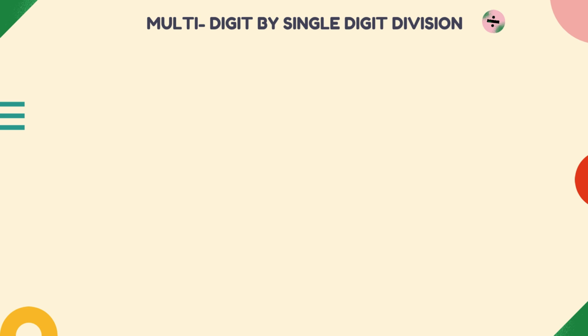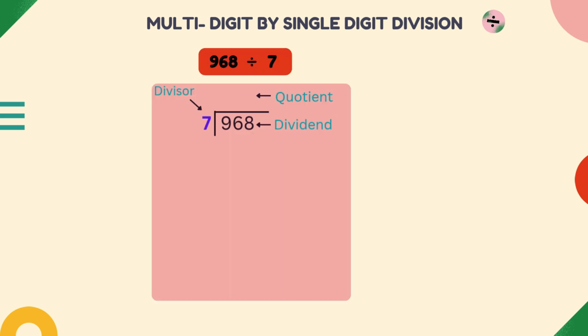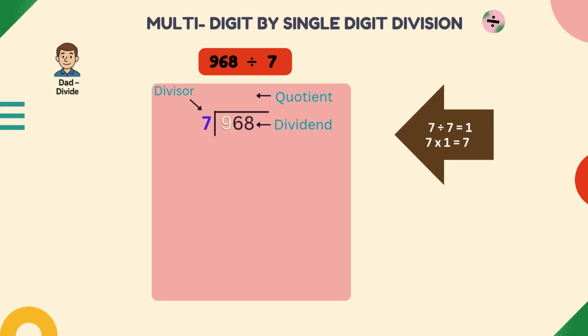Let's try another one. We are dividing 968 by 7. The first step is to divide. Look at the first digit of the dividend, it's 9. Can we divide 9 by 7? Yes, 7 goes into 9 one time. Write 1 on top. Mom step says, multiply.